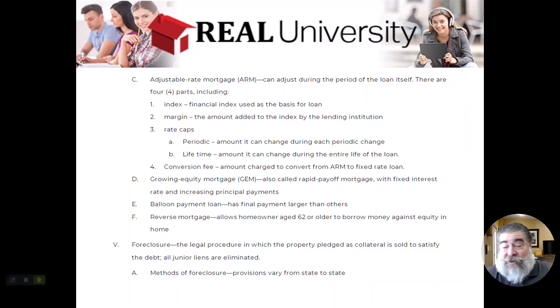So I forgot where we were, other than the fact that we are on the growing equity mortgage. A growing equity mortgage, sometimes called a rapid payoff. To me, my honest opinion, IMO, in my opinion, this is actually the dumbest loan there is, okay? Because let's talk about it.